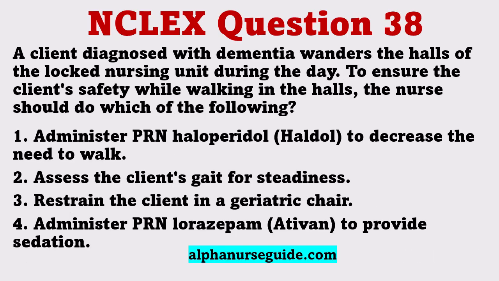A client diagnosed with dementia wanders the halls of the locked nursing unit during the day. To ensure the client's safety while walking in the halls, the nurse should do which of the following? 1. Administer PRN haloperidol to decrease the need to walk. 2. Assess the client's gait for steadiness. 3. Restrain the client in a geriatric chair. 4. Administer PRN lorazepam to provide sedation.